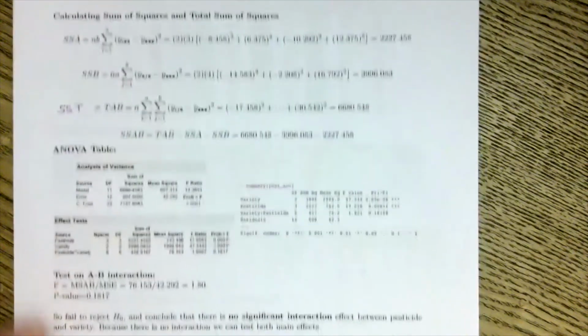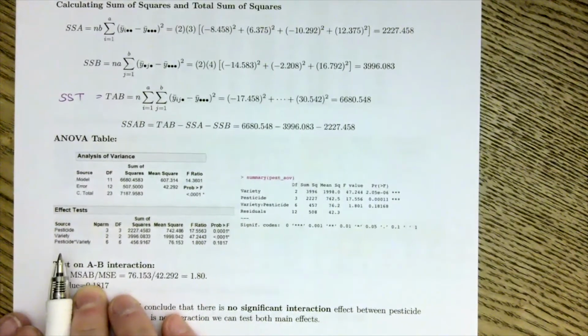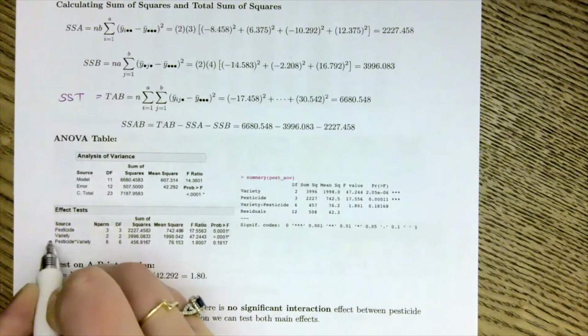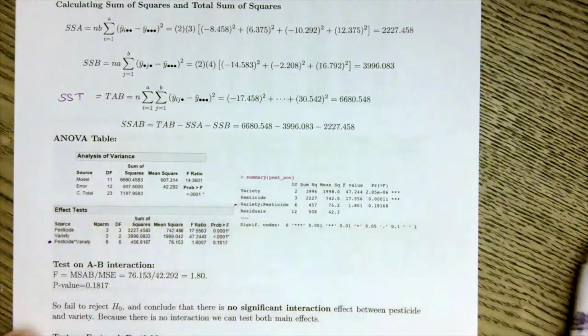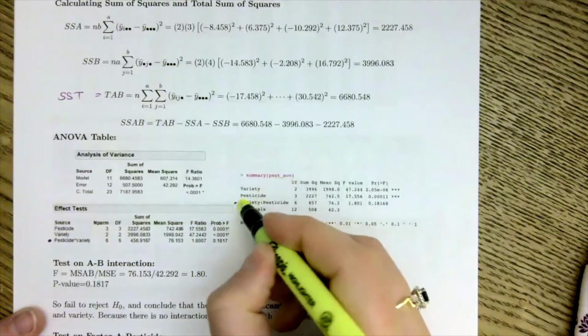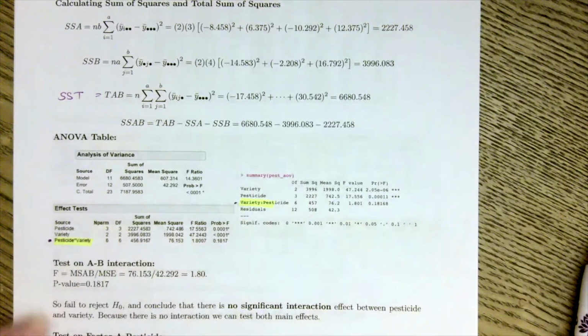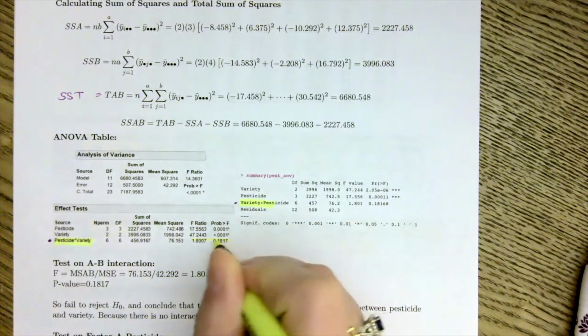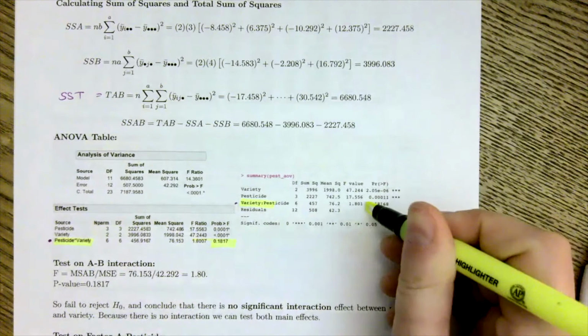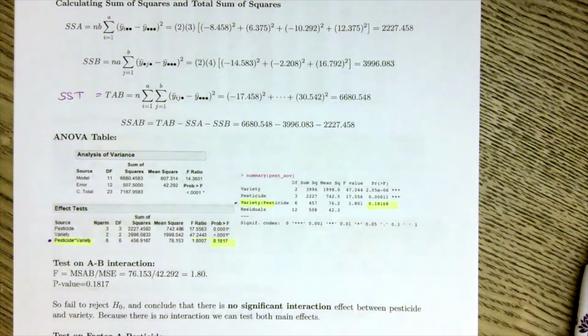What I'm going to move down to now is the ANOVA table. Again, we're going to look at our two-way interaction first, which is here and here. And now we see our p-value of 0.18. And so we're going to fail to reject our null and conclude that there's no significant interaction between the pesticide and the variety. Because there is no interaction, we can test both our main effects.